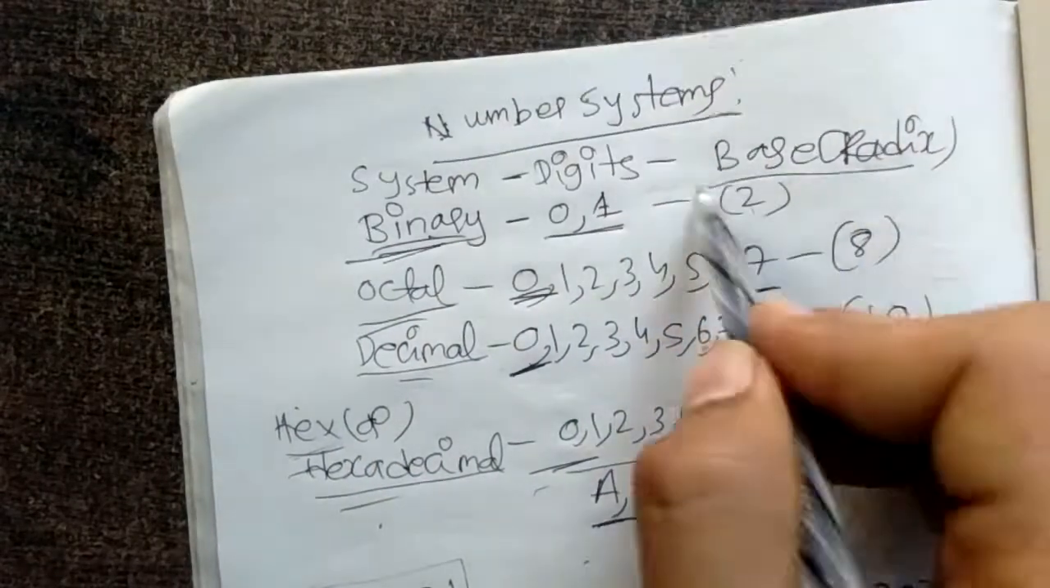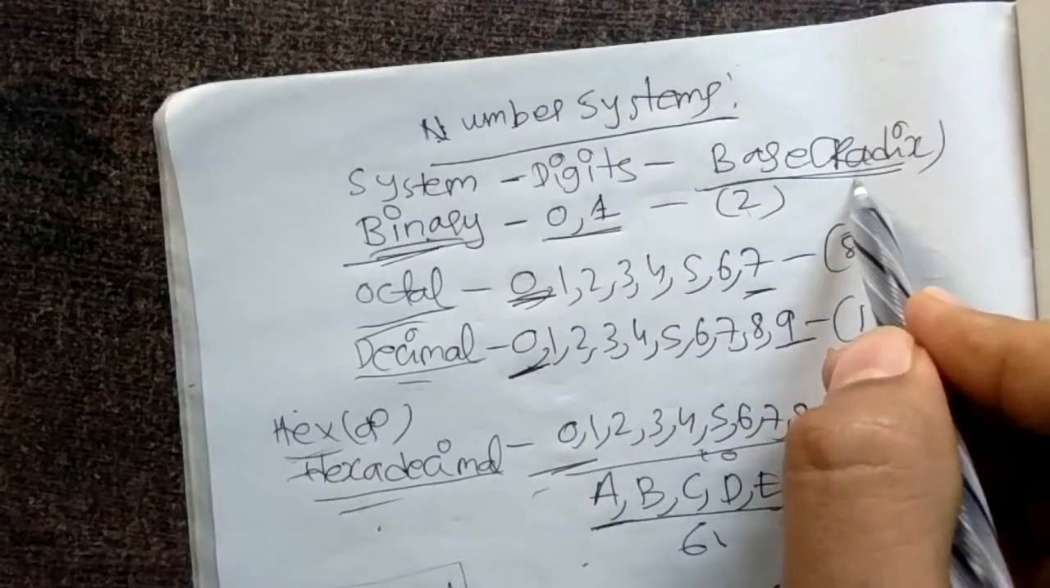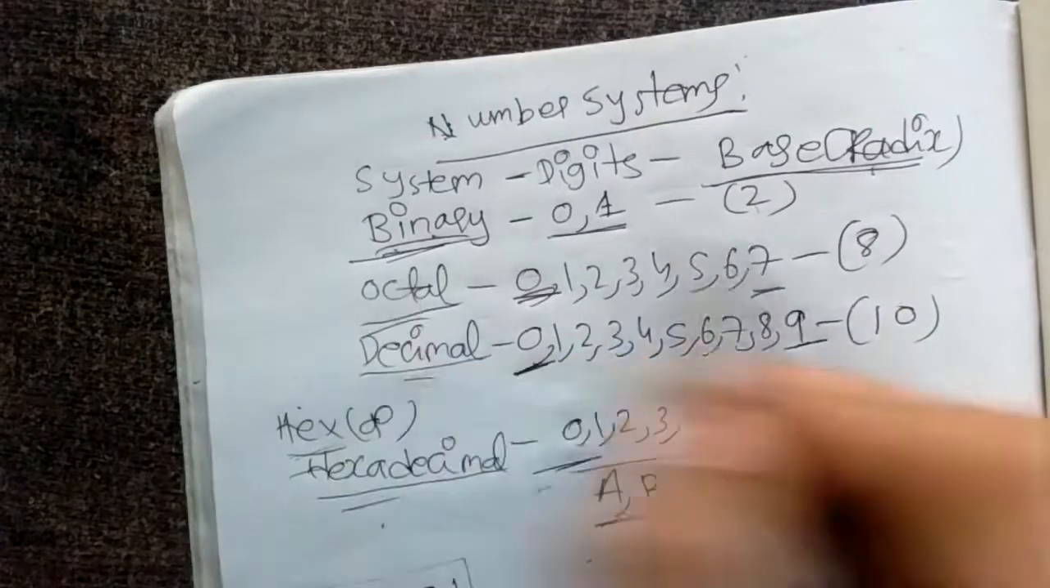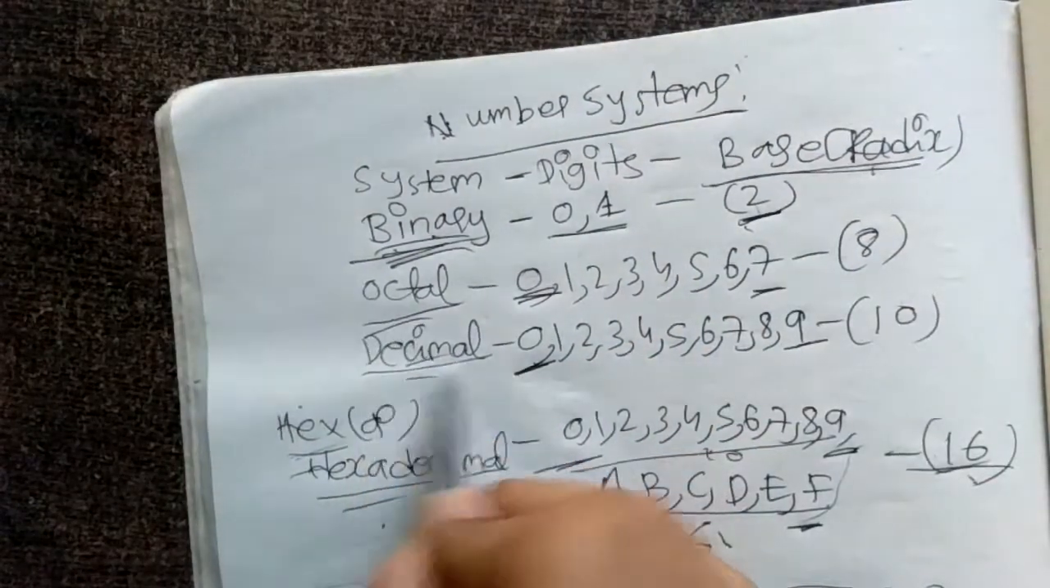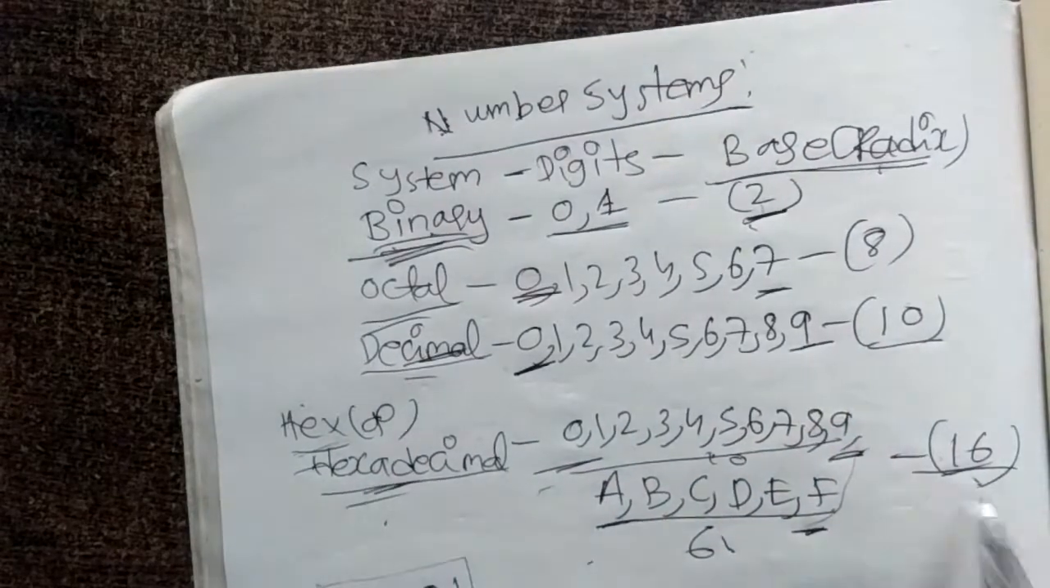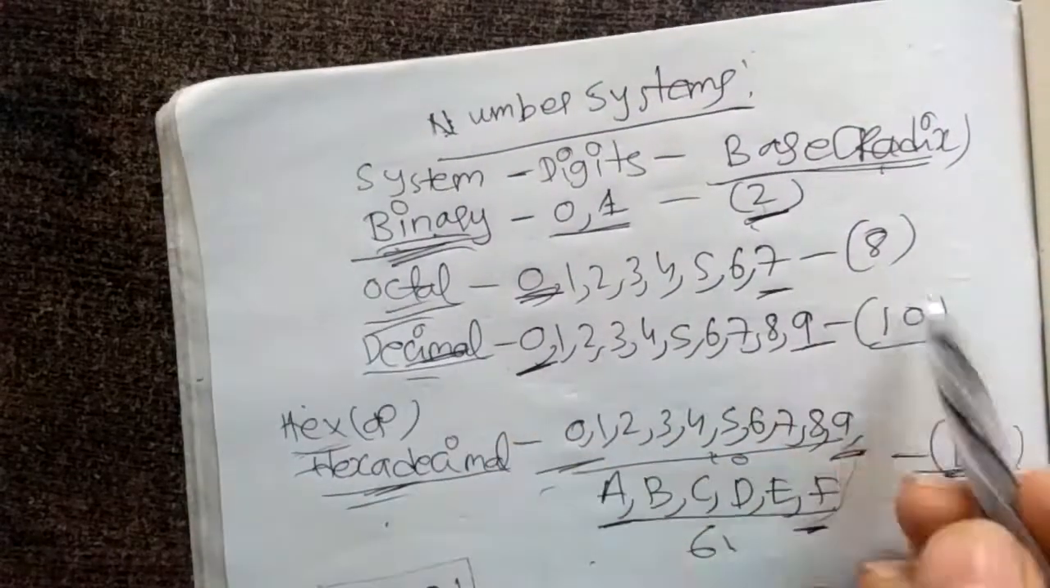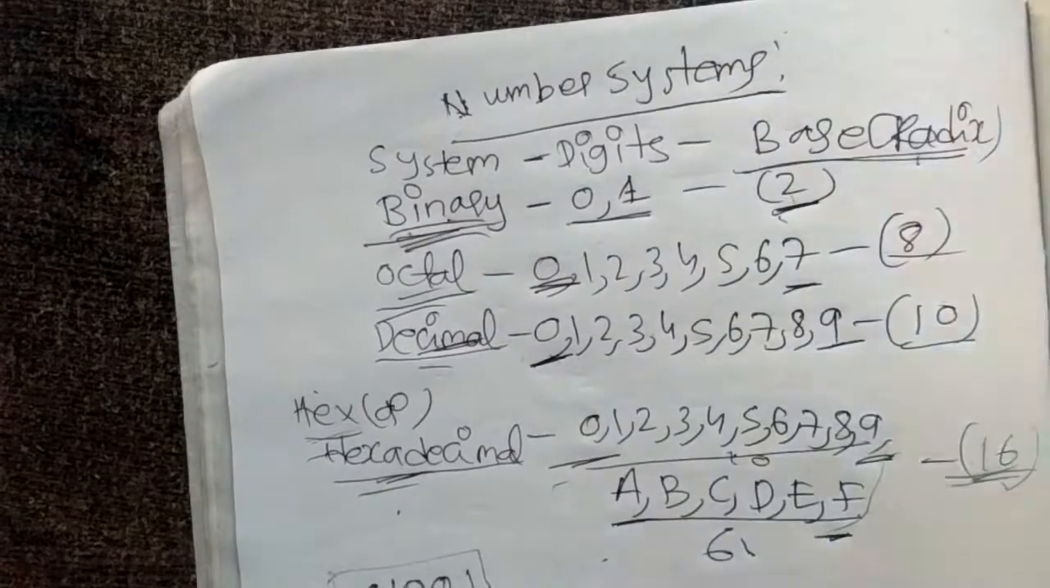And then coming to the base or radix. Base or radix is the thing which is used to represent the system. So for the binary number system, we are going to use 2. For the decimal system, we are going to use 10. For hexadecimal, we are going to use 16. Similarly, for octal, we are going to use 8.